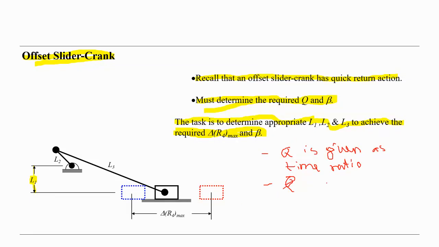And then the stroke must also be given, delta R4 max, also given. So then we have to calculate what L1 and L2 and L3 are. So they have to be found.